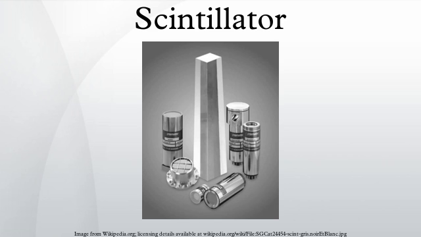BGO, or bismuth germanate. Bismuth germanate has a higher stopping power, but a lower optical yield than NaI(Tl). It is often used in coincidence detectors for detecting back-to-back gamma rays emitted upon positron annihilation in positron emission tomography machines.